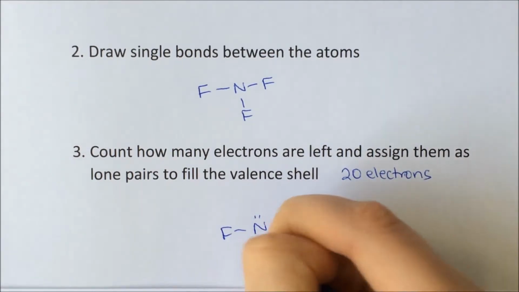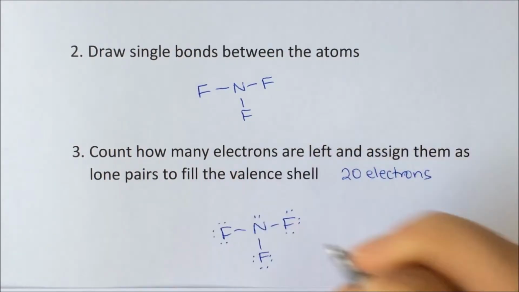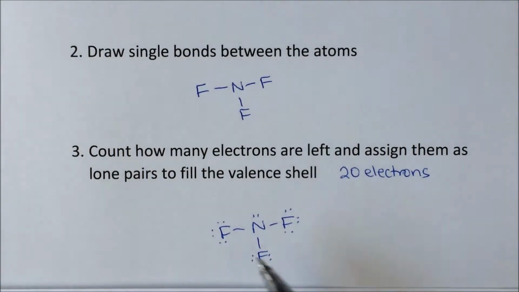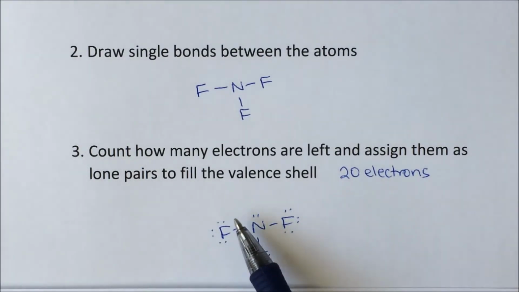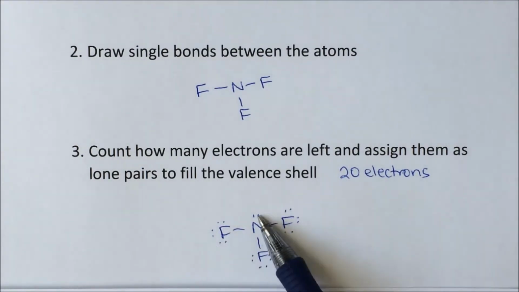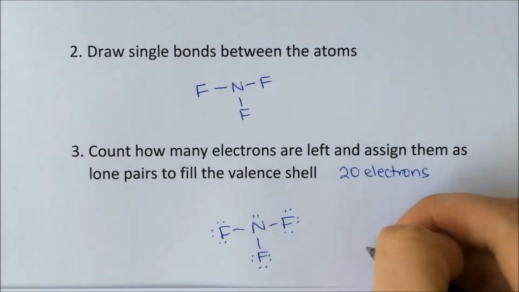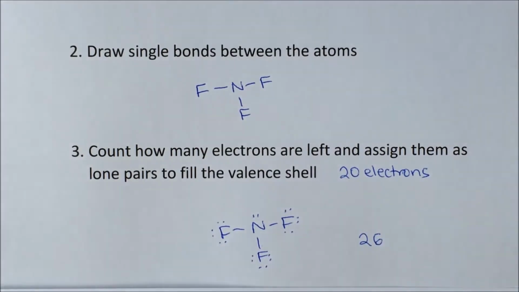And you'll see that in assigning electrons in this way, we have assigned the remaining 20 electrons. Let's just check that that's correct by counting the total number of electrons. We'll count electron pairs. We have 1, 2, 3, 4, 5, 6, 7, 8, 9, 10, 11, 12, 13. 13 electron pairs corresponds to 26 valence electrons. So this is the correct Lewis structure for NF3.